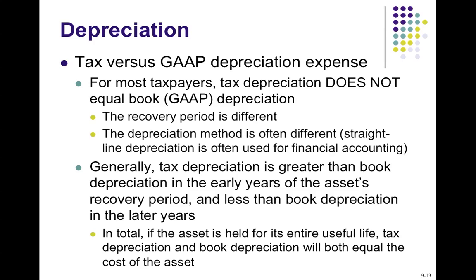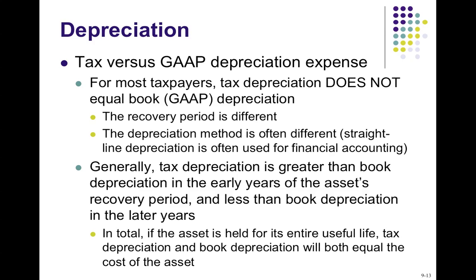Okay, so the result of these differences is that for tax purposes, we usually get more depreciation in the early years of the asset. In year 1 and 2 of the asset's useful life, oftentimes the tax depreciation that we get to take is more than the book depreciation that you get to take on your GAAP financial statements, but then it's going to switch, and in the later years of the recovery period, the tax depreciation is going to be less than the book depreciation. So in any given year, your tax deduction is going to be different than your book deduction. Tax deduction will be more in the early years, book deduction will be more in the later years.